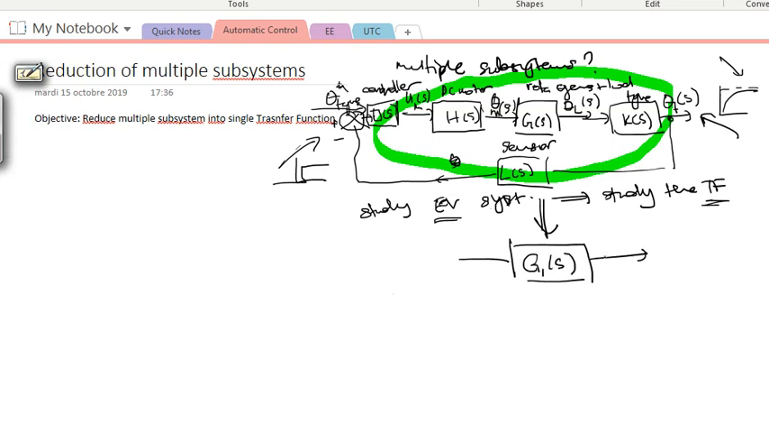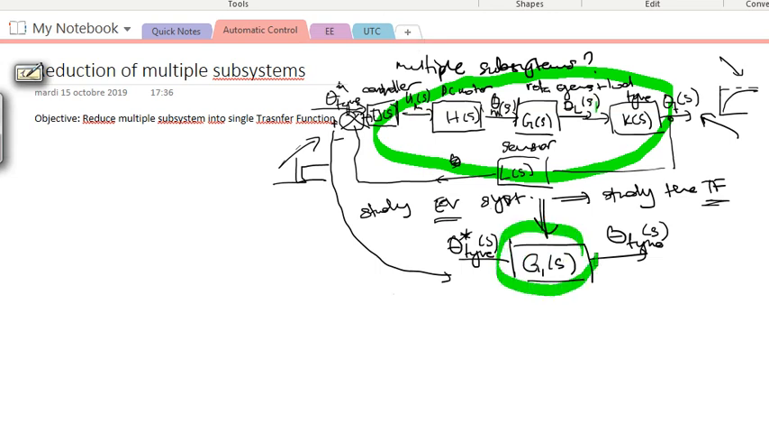G1(s), where the input is the input of the original system. It's the same system, so it's theta command tire, and the output is theta tire in actual measure, right? So we want to convert the whole complex system into only one single transfer function, because now it will be easier to study the dynamics of the system, like we have done in the first few classes, right? So the objective is to reduce it.